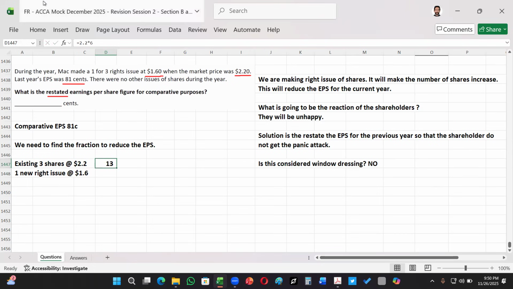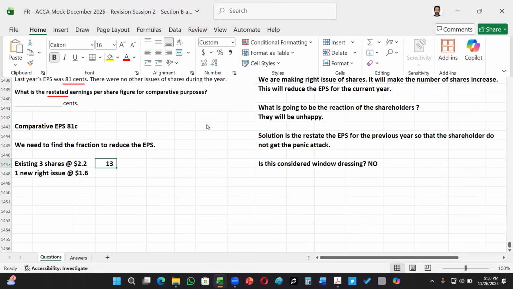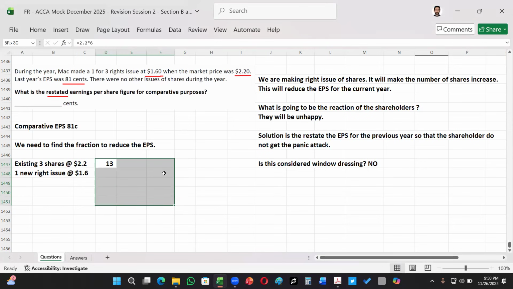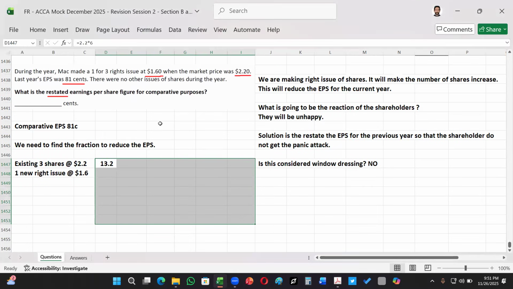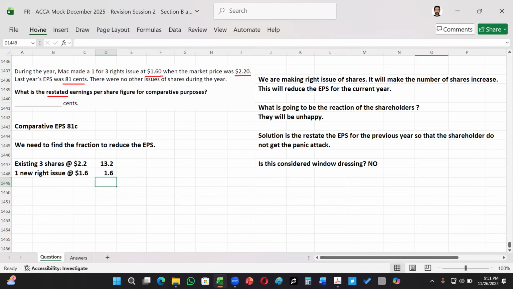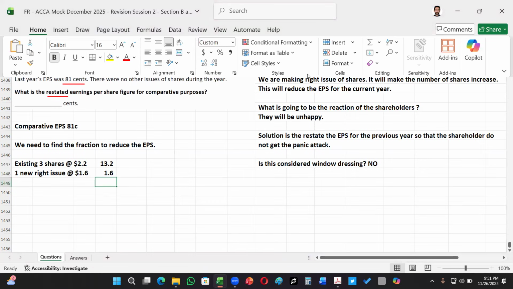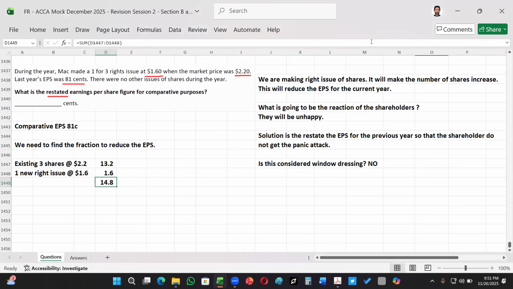That is, let's unround it and get the proper value. Let me just do this unrounding for all this area. So that is 13.2, the value that we get, and now here we get 1.6. So the value for the 3 shares is 13.2, and the value for this 1 share is 1.6. If we sum this up, we get the value as 14.8. So 14.8 is for 4 shares.